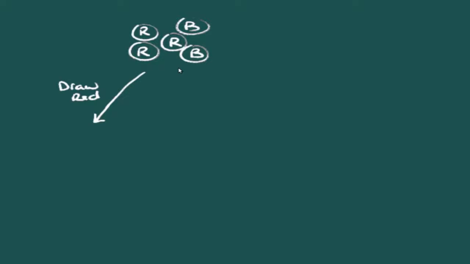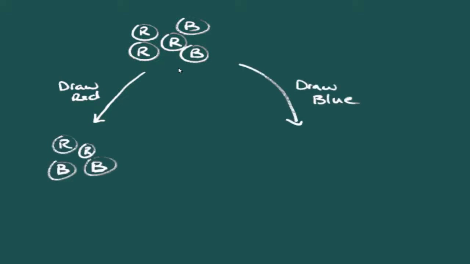Picturing what's going on, we originally have 3 red balls and 2 blue balls. If we draw a red ball on the first draw, then we've got 2 reds and 2 blues. If we draw a blue ball on the first draw, then we still have our original 3 red balls, but we're only down to 1 blue ball.